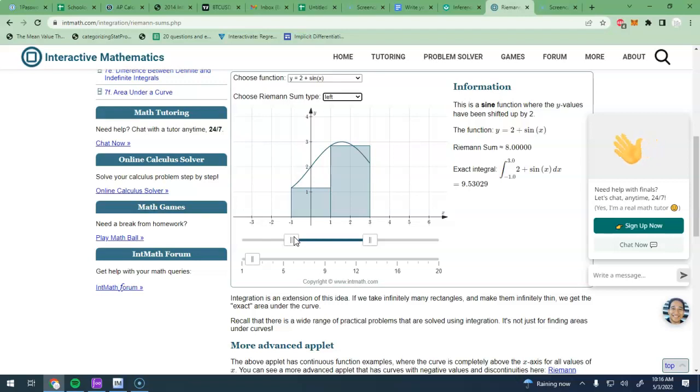So that's the left, and this is your next block of 2. You look at the left-hand endpoint, you go up, you pretend that's the height the entire time, so this is actually a little bit of an overestimate. So that's left. Right would just flip which endpoint you use.